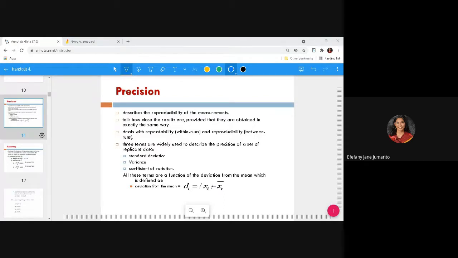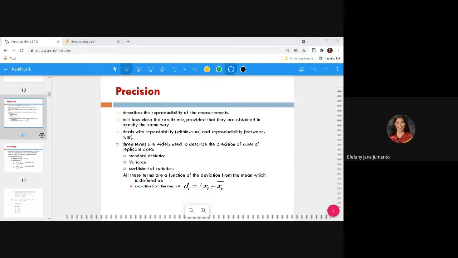We have Jomar. Okay, Jomar, what's accuracy? All right. Okay, Erica. For me, ma'am, accuracy refers to how close a measurement is to the true or accepted value. Thank you. Yes, accurate.